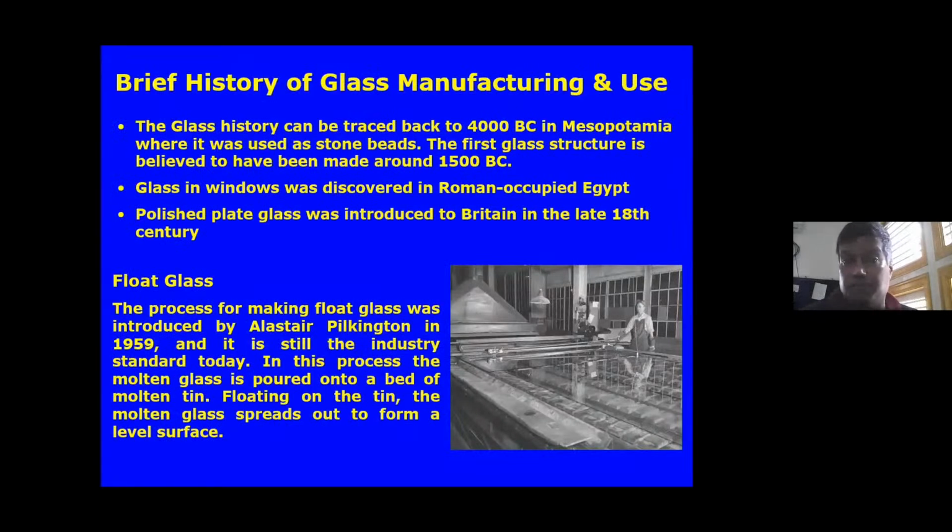First, getting on to a brief history of glass. This is the first part of the session out of the 3 parts. As you know, if you trace glass history back, it's 4000 BC in Mesopotamia, when it was used for stone beads. The first glass structure is believed to have been made around 1500 BC. Glass in windows was discovered in Roman occupied Egypt, so we are talking about 2000 years ago. Polished plate glass was introduced in Britain in the late 18th century.